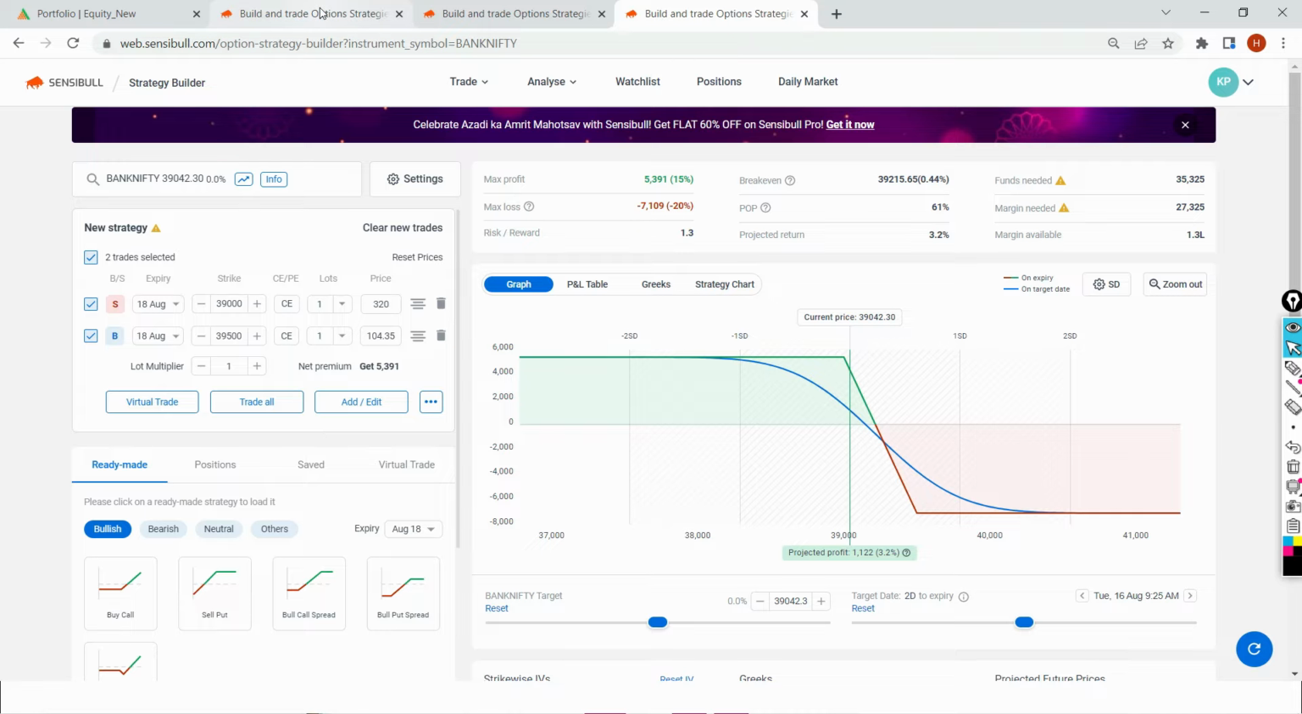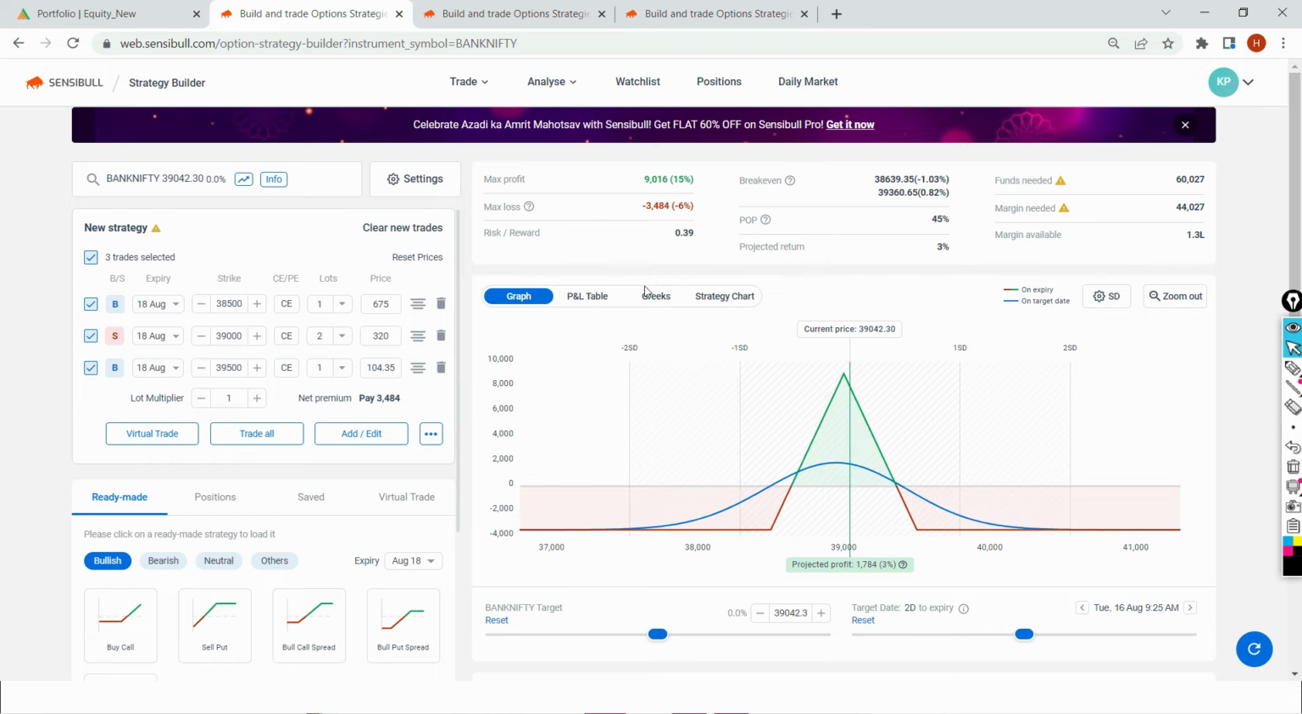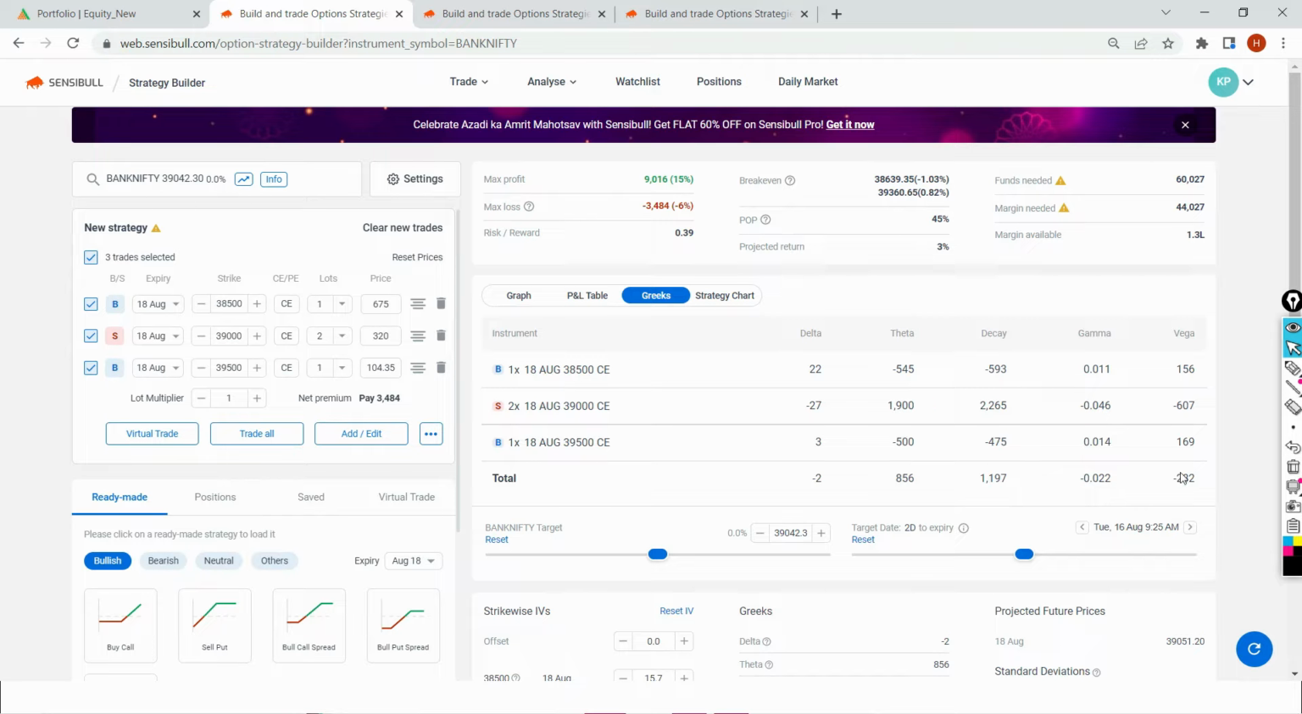Okay, let me take you to the Butterfly now. Let's go to the Butterfly. Let's go to the Greeks. Okay, see, basically the reason we took at the money, right? So maybe for that reason it is showing like minus 282. Basically your debits, your Butterfly is a sort of neutral strategy.